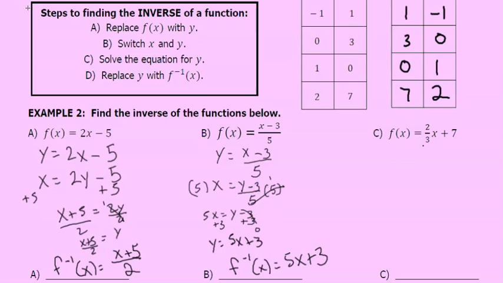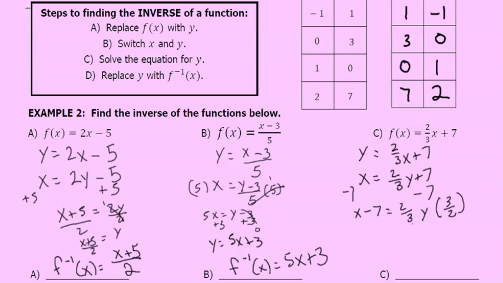C. F of x equals 2/3 x plus 7. Let's write y equals 2/3 x plus 7. Switch the x and y. And then solve for y. Subtract 7 from each side. And then multiply by the reciprocal of the fraction, 3/2.